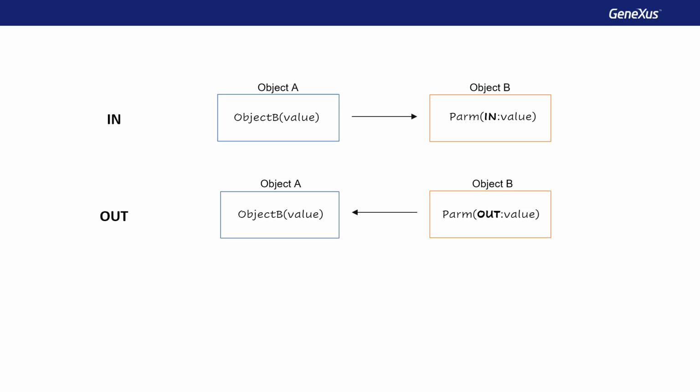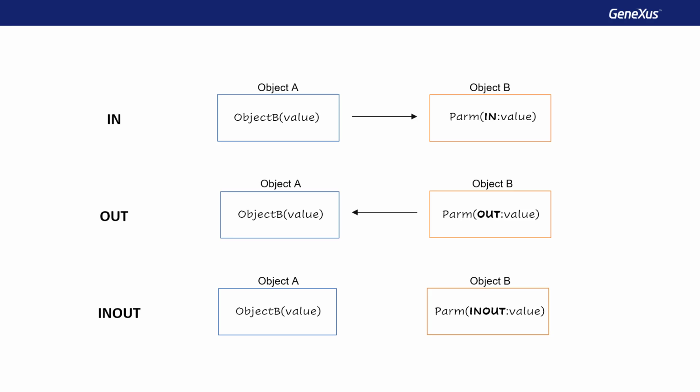Lastly, an operator called inout makes the parameter input and output at the same time. With this operator, the parameter comes with a value and can be changed during the execution of the object. When finished, the parameter will contain the value that's returned to the object that called it. If none of these operators is declared in the parm rule, GeneXus will assign the inout operator to all parameters, even if this is not displayed.